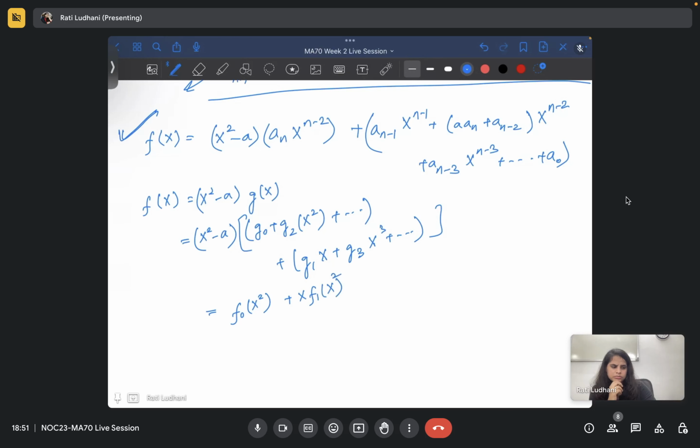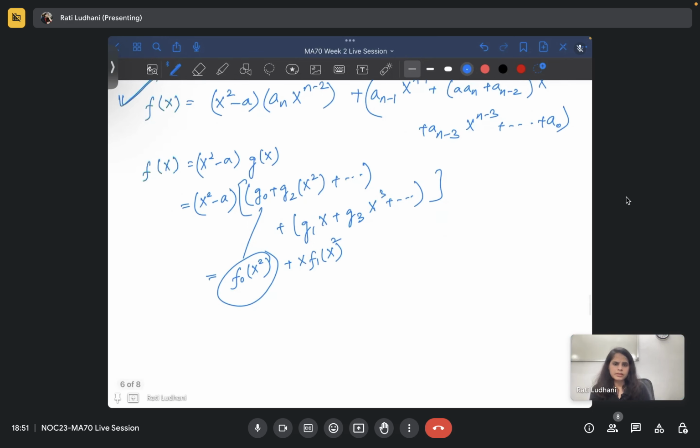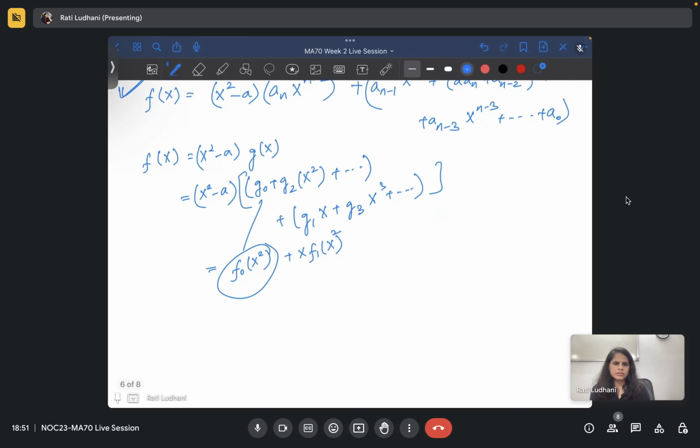Now see, compare these two things. The first split is all even powers. That's okay, I got your point. But these are polynomials, you cannot say that this has to be equal to this. Polynomials would be equal, right? Right. Yeah, the first split is equal to f_0(x square). That's it.